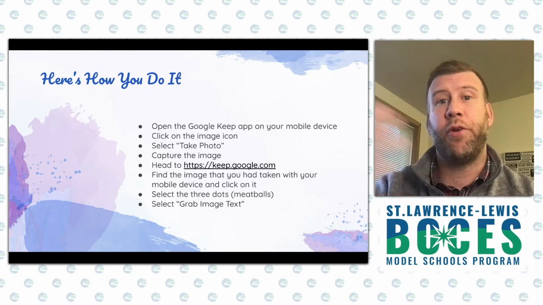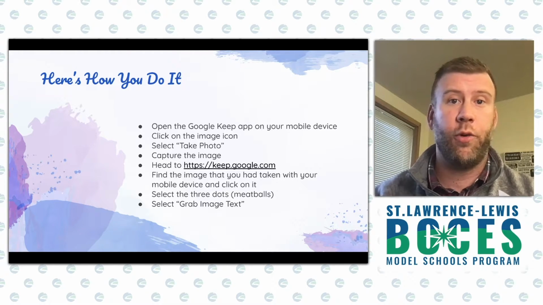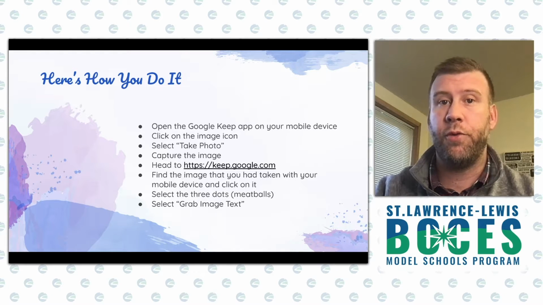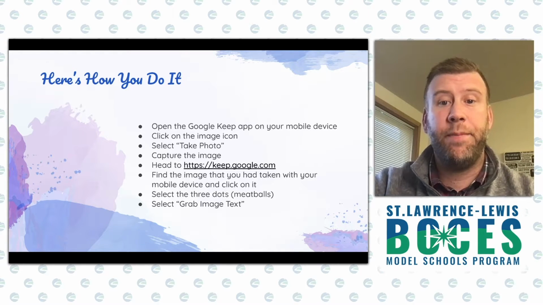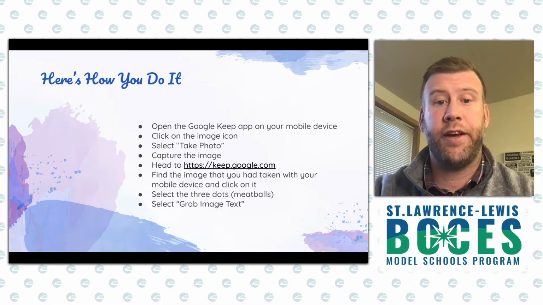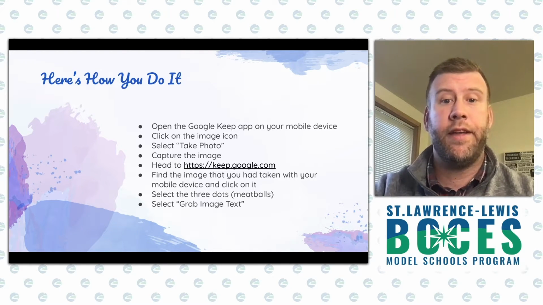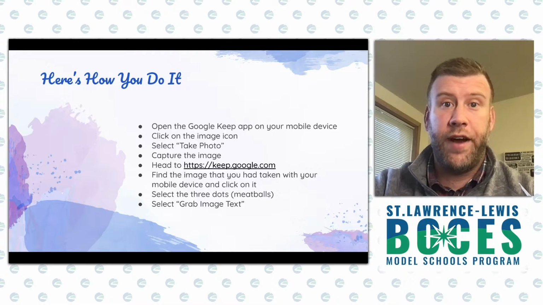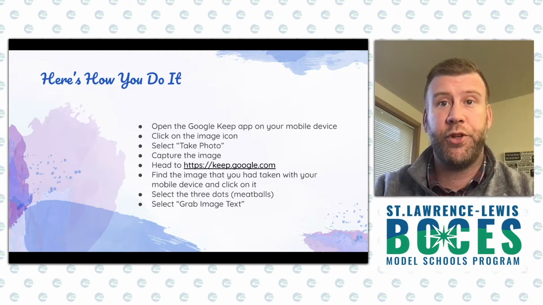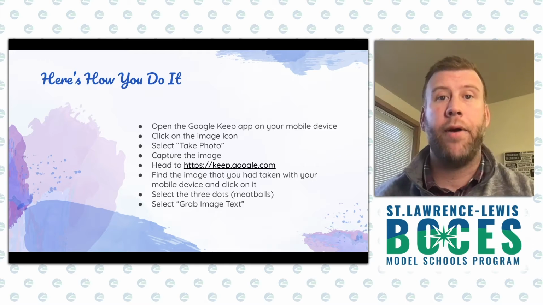Next, we're going to jump over to our other device, which would be your Chromebook, your laptop, or your desktop, and go to keep.google.com. It keeps with the same naming convention that Google always uses for whatever the product is, .google.com. So keep.google.com. Then you'll see all of the different notes that you have on there. You will find the image, and you're going to click on it. Once you click on it, it'll pop out at you.